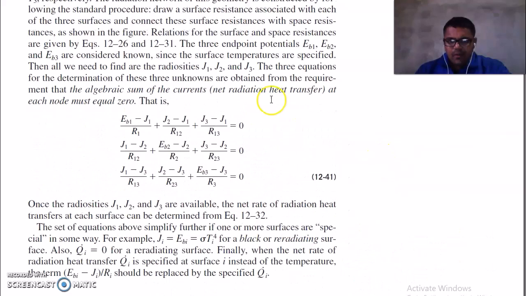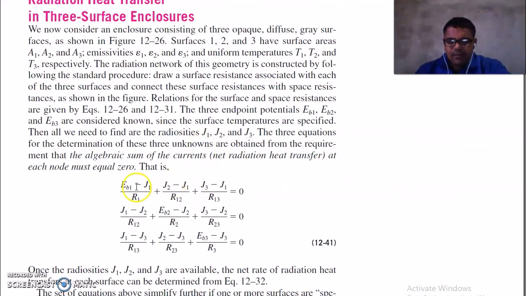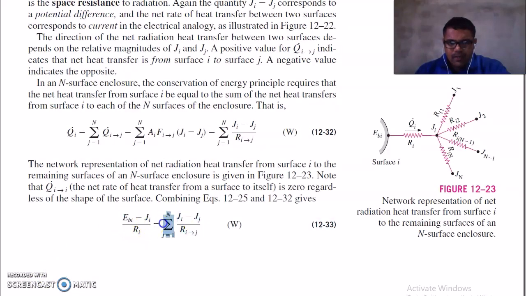Now in this case, the three equations for the determination of these three unknowns are obtained from the requirement that the algebraic sum of the currents at each node must be equal to 0. Means at the nodes J1, J2 and J3, the respective currents must be 0. So if you have this condition, you can find J1, J2 and J3. Now use this equation for the Ji junction. The same you can use for J1, J2 and J3.